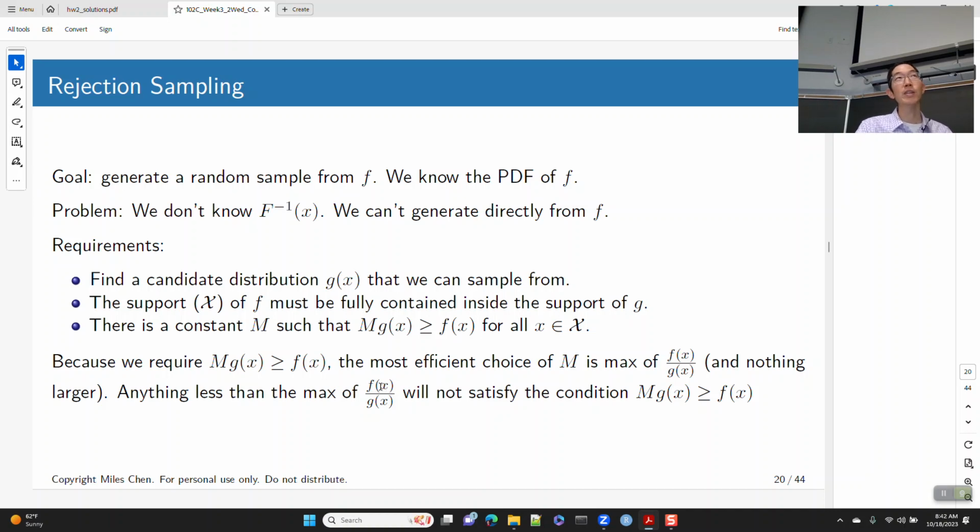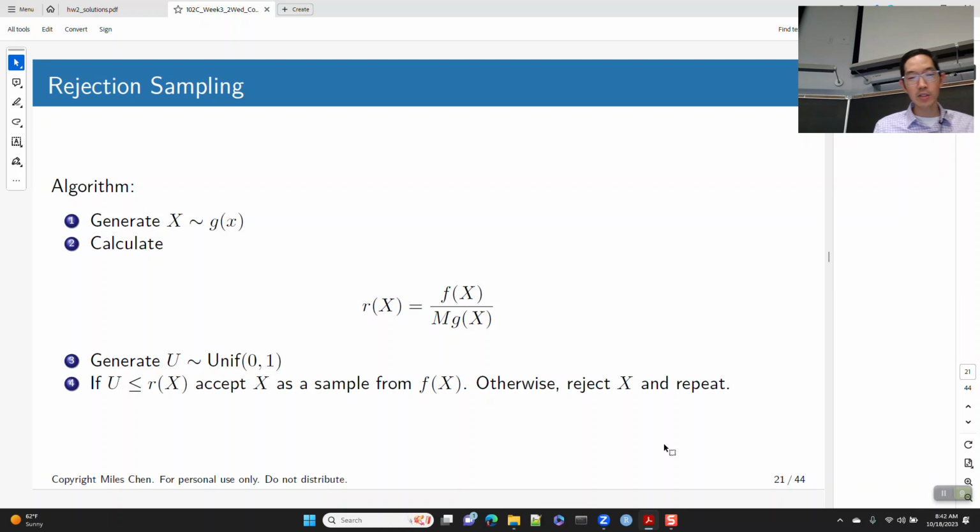So let's say the max of f divided by g is 2. And so you would want to keep m equal to 2. If you pick m equal to, say, 1.5, then there's going to be a spot where f is twice as big as g, and 1.5 times g is not going to be bigger than f. So whatever the maximum value of f divided by g is, you need to have that as your constant.